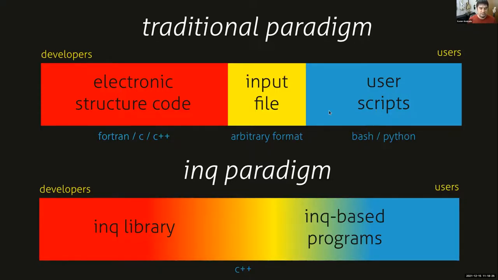And usually parsing outputs is very complicated and very ugly. The idea of INQ is really a C++ library that is written in C++, and the INQ programs are also written in C++. So it provides an interface that looks like an input file from a DFT code, and users can link with other libraries. For example, if you want to do machine learning or connect to various projects, you can integrate other types of C++ libraries.